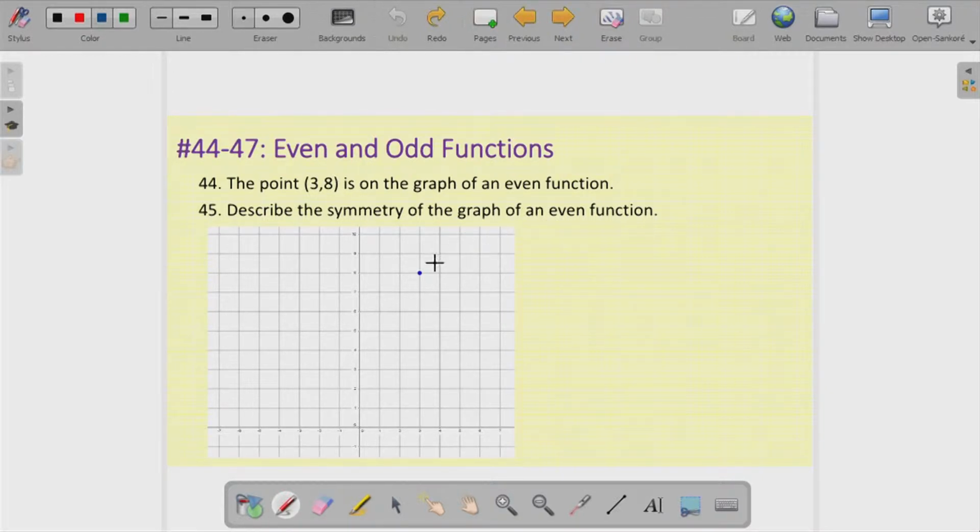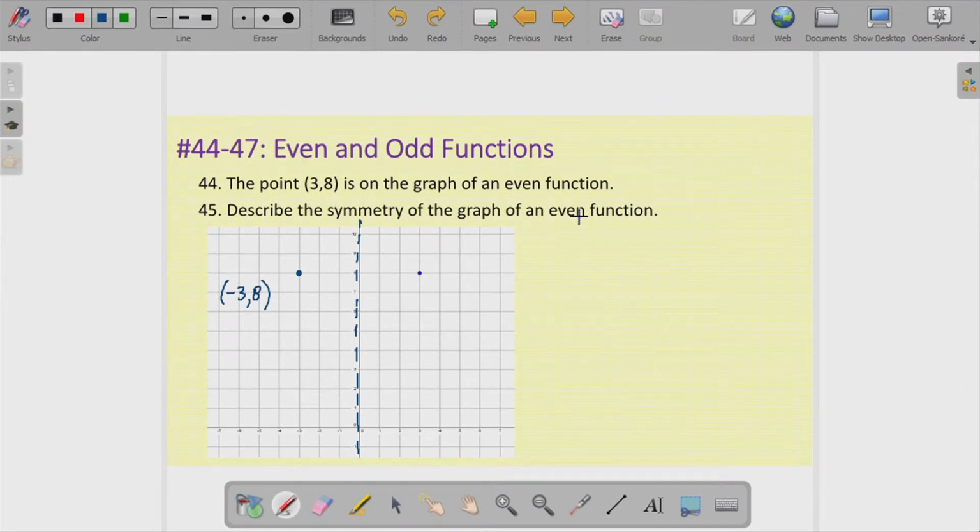So by even, we mean a function that has symmetry with respect to the y-axis. Here it is, I'm just highlighting the y-axis. And by symmetry with respect to the y-axis, I mean reflectional symmetry with respect to the y-axis. So we need a point over here that's equidistant, forming the perpendicular bisector of this little segment that we've just drawn. And now all that remains is to name that point. Now we're ready to answer question number 44. That point is (-3, 8).